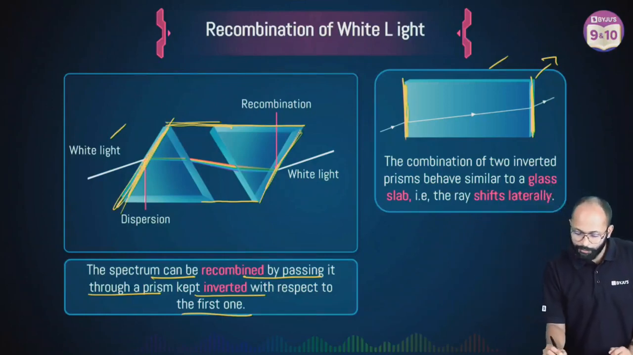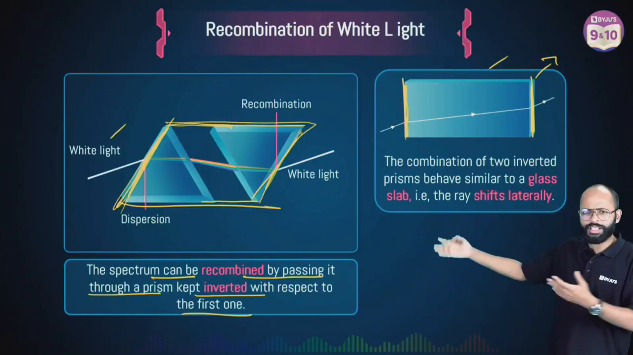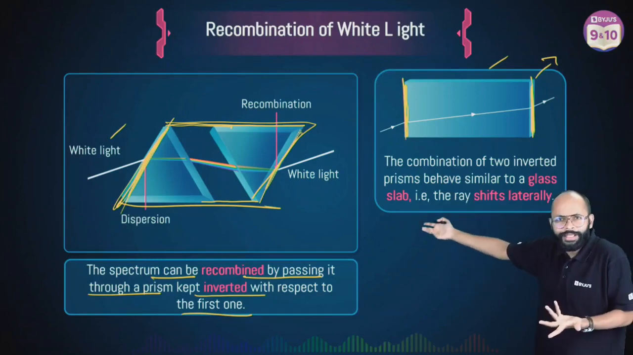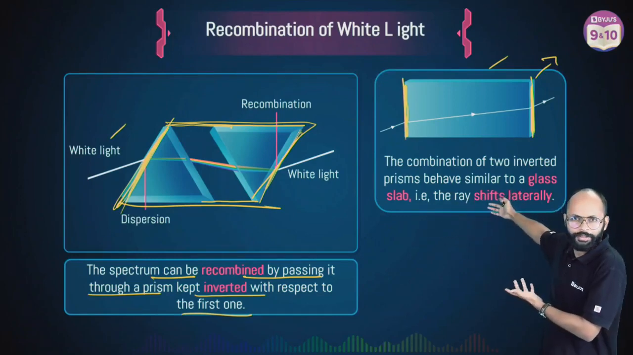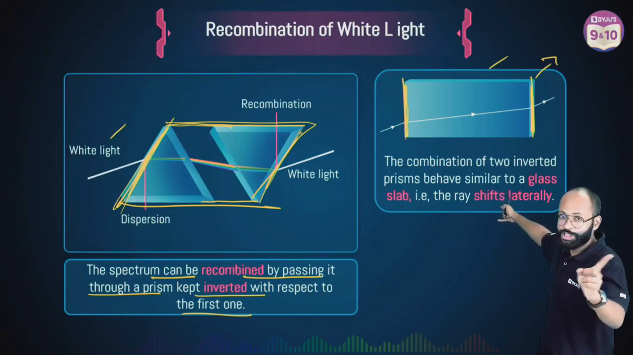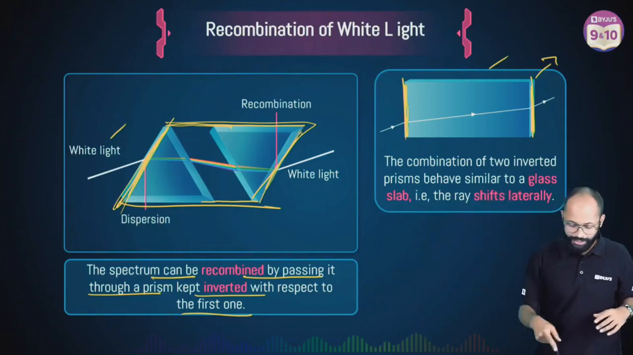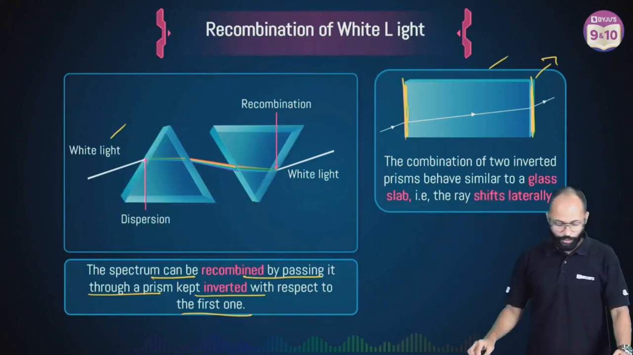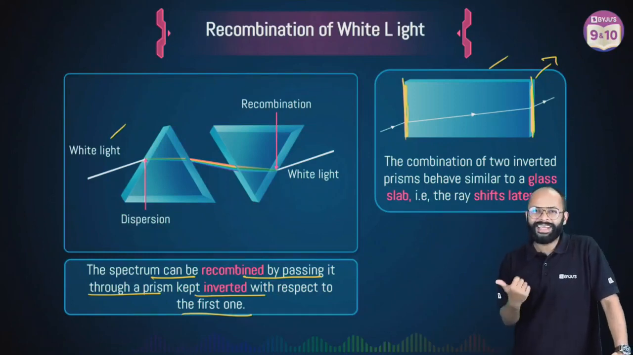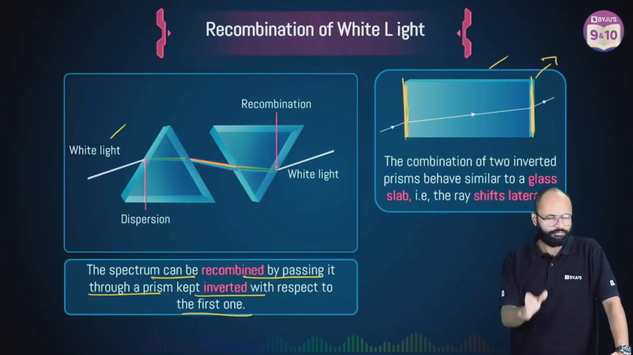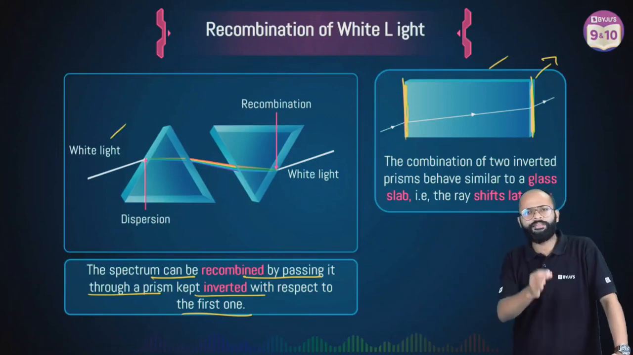ये भी तो parallelogram बन गया. This is also a parallelogram. So this is effectively working like a glass slab. Glass slab के अंदर हमको dispersion नहीं मिलता था, right? So that's why. Understood? Clear? Very good. How to get the light back is clear. Prism is clear. Dispersion is clear. Wavelength is clear. Very good.